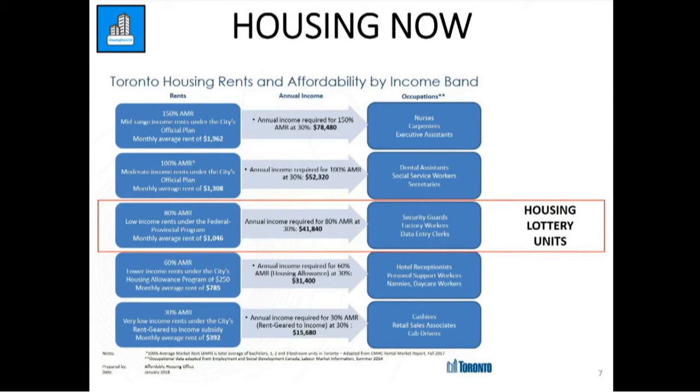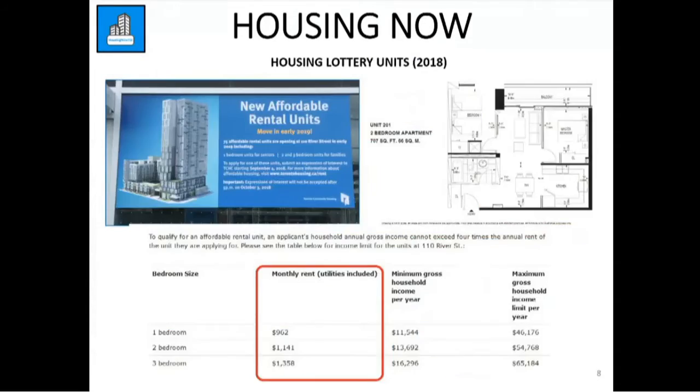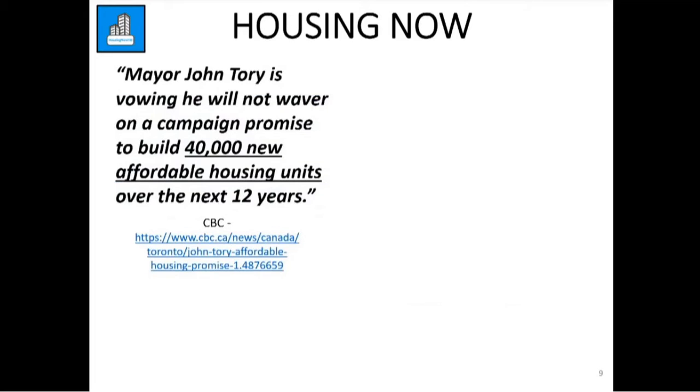People have already mentioned that these units that you're creating are only really housing lottery units. You may create about 300 other units. What does a housing lottery look like? We've done a couple already in Regent Park this year, 962 for a one-bedroom, 1,14 for a two-bedroom, and a two-bedroom is running about 700 square feet.